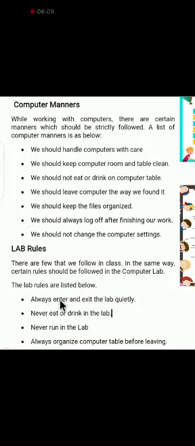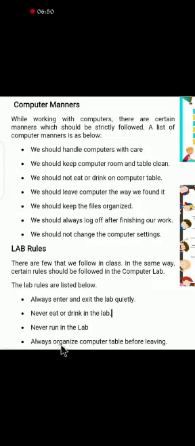Always enter and exit the lab quietly. Exit means to leave. So we have to enter and exit the lab quietly. Never eat or drink in the lab. Don't eat or drink in computer lab. Never run in the lab. Don't run in the computer lab.